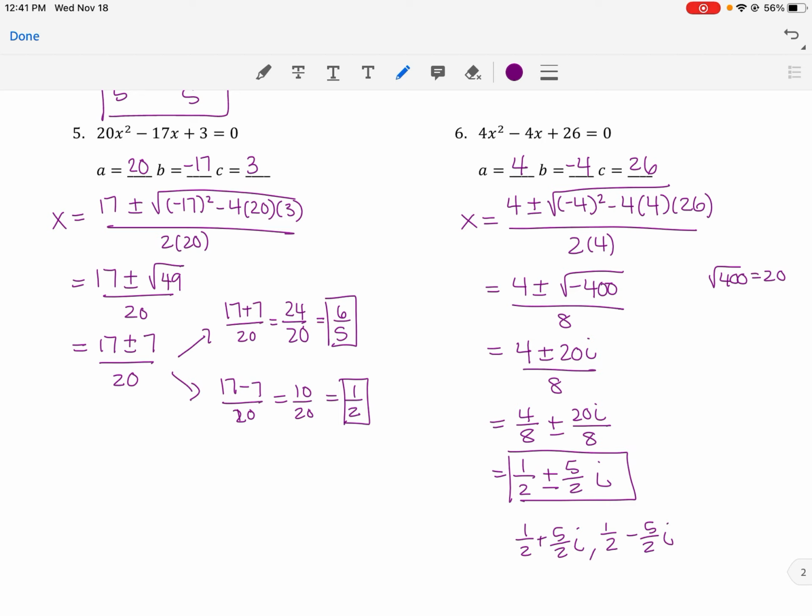Okay, and remember there, as you're writing the answers, you'd have 1/2 plus 5/2 i, and then 1/2 minus 5/2 i. Okay, if you just made it to the end of the notes, I'm going to tell you right now, look at those last 3 examples as you do your homework because they may help you. They match exactly, is my hint for you. Good luck.